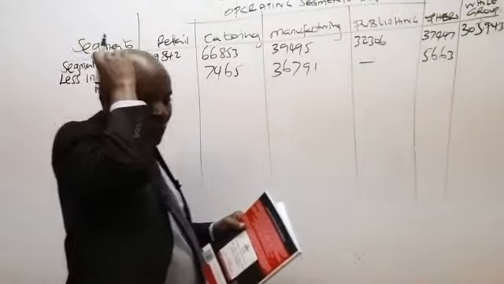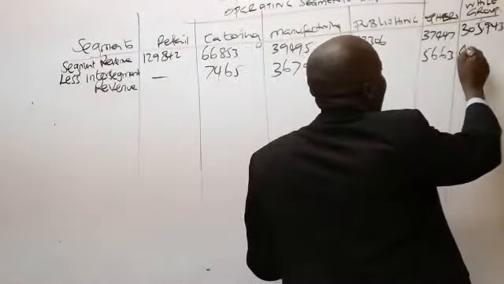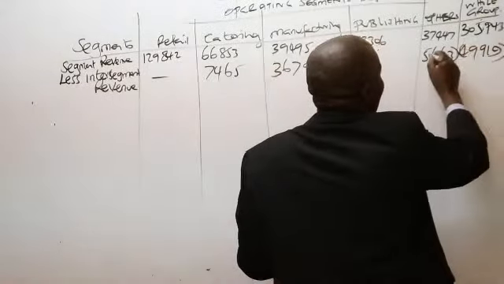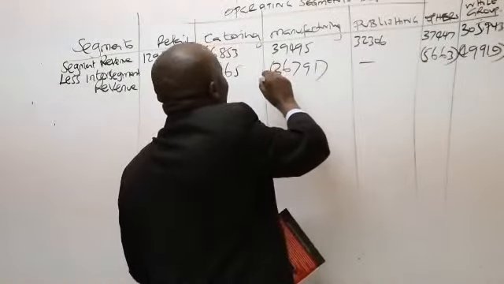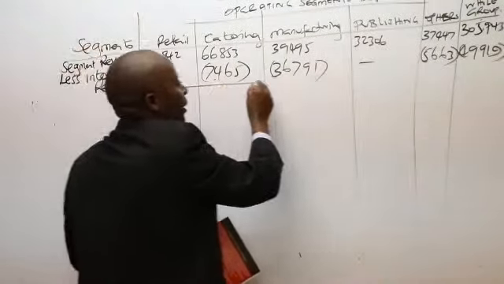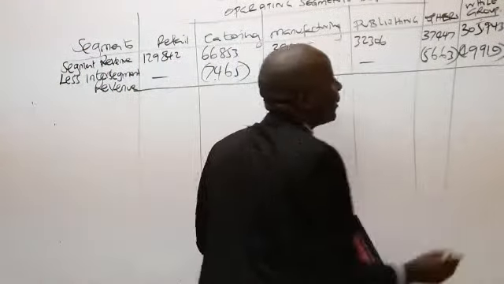So Sharon gives me 49,919. So remember the intersegment. The intersegment, ladies and gentlemen, they are normally supposed to be deducted here. Don't forget that. Intersegment are fake sales.